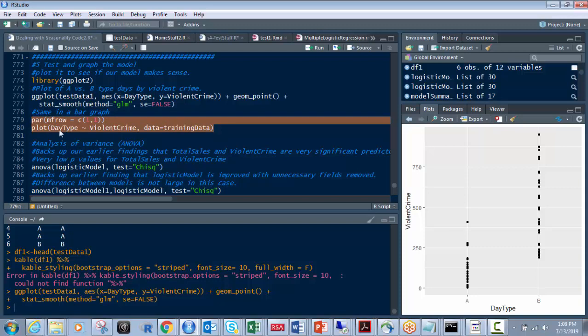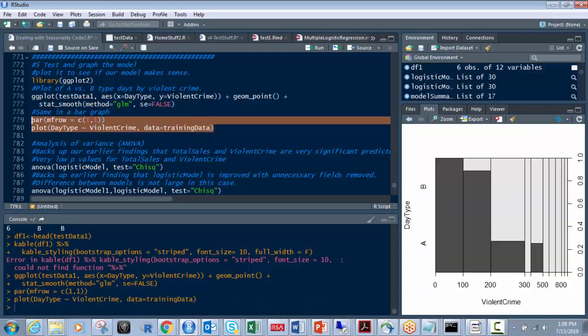This one is the par mfrow. All that does is set it to one graph. If I were to make that 2 by 2, that'd be 4 total graphs. If I put that 3 by 3, I could have 9 graphs in there. I only need 1 for this, so let's do this. And this backs that up also. So we have this one, which shows clearly the day types A and B, right?